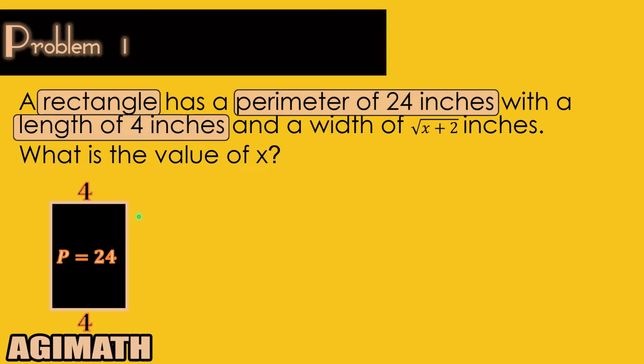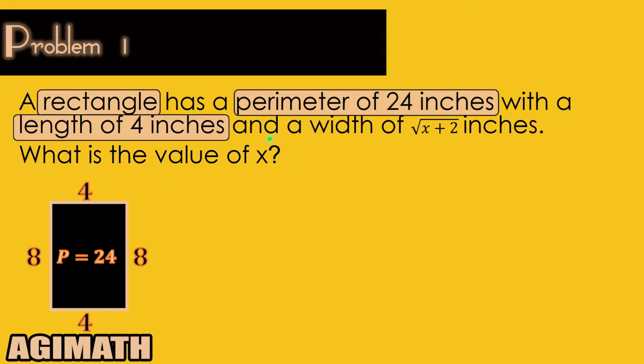Since we are given the perimeter, if we add the lengths 4 and 4, that is equal to 8. And since we know that the perimeter is equal to 24, then the sum of the two sides should be equal to 16. And since opposite sides are congruent, each side should be equal to 8 because it is a rectangle. Now, if you add all the sides, 4 plus 4 is 8, plus 8, 16 plus 8, that is equal to 24.